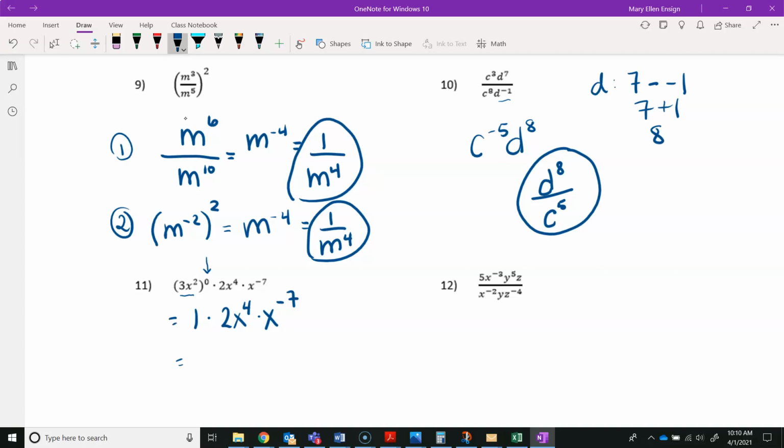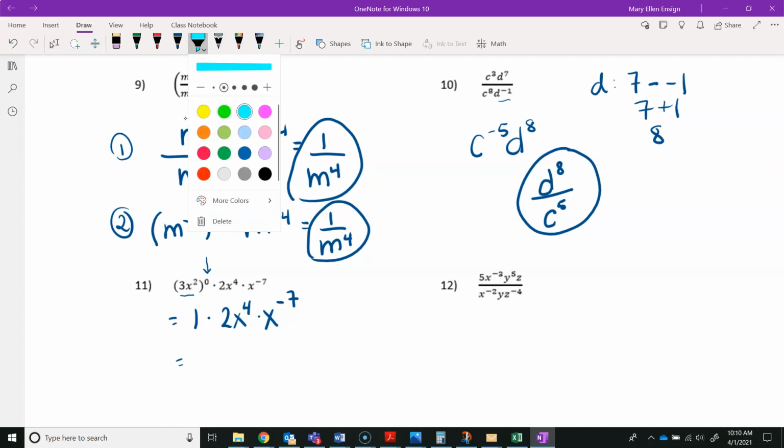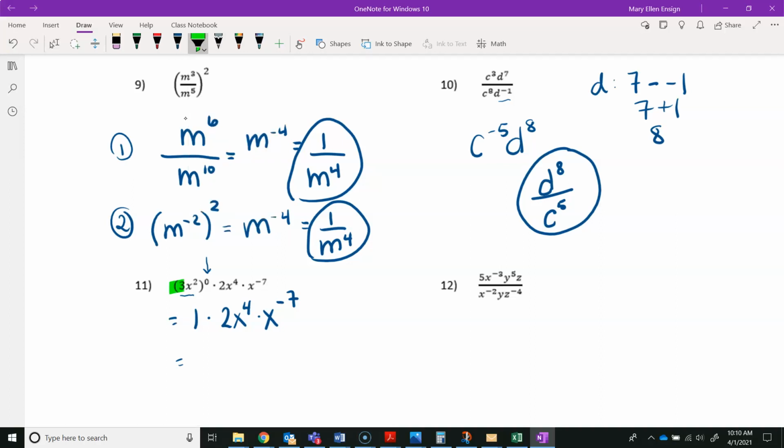But we can just kind of put it there. For now, I just put it there to remind you that these two things are the same. That and this are the same thing. Okay. Well, now I can multiply these. 2, because there's nothing else to multiply it by. Add these exponents, x to the negative 3rd.